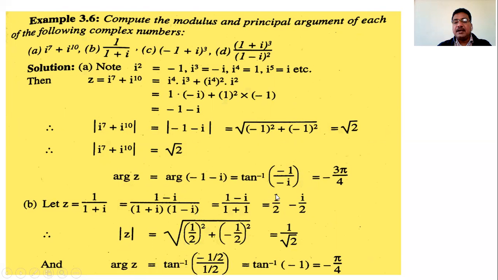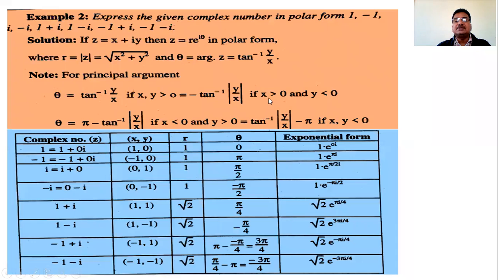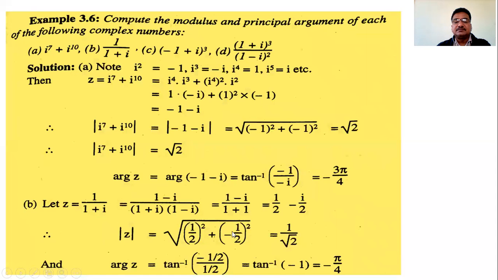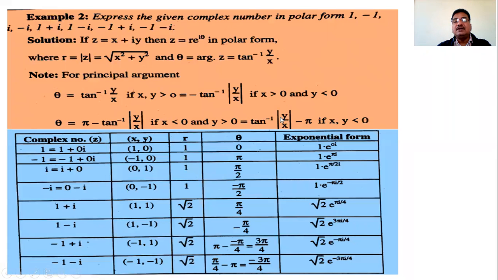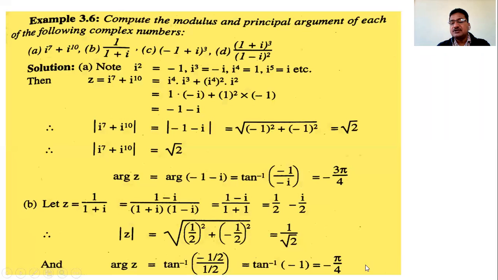For the principal argument, x is positive and y is negative, so use the formula minus tan inverse of mod y by x. Here y is minus half and x is half, so minus half by half is minus 1, but its mod is plus 1, and tan inverse 1 is pi by 4. So minus pi by 4 is the answer. Don't use the other method; use this formula. We get the answer minus pi by 4.